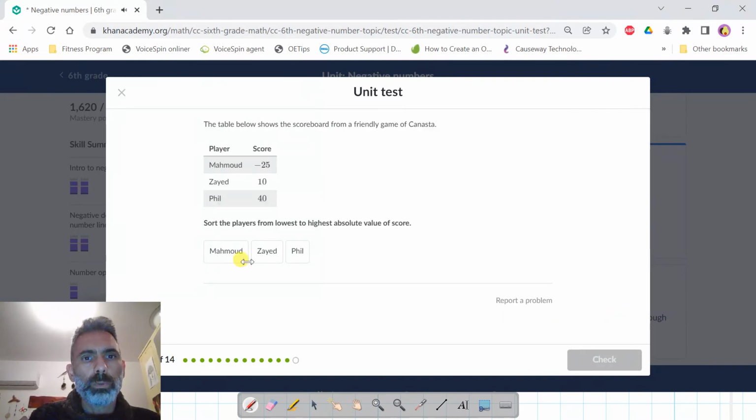The table below shows the scoreboard from a friendly game of canasta. Player Mahmoud scored negative 25, Zayed scored 10, Phil scored 40. Sort the players from lowest to highest absolute value score. Okay, so the list is Zayed, then comes Mahmoud, and then Phil.